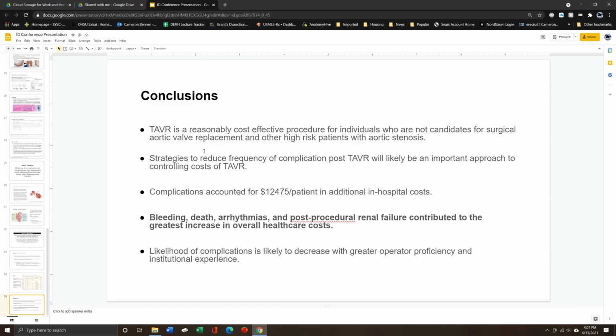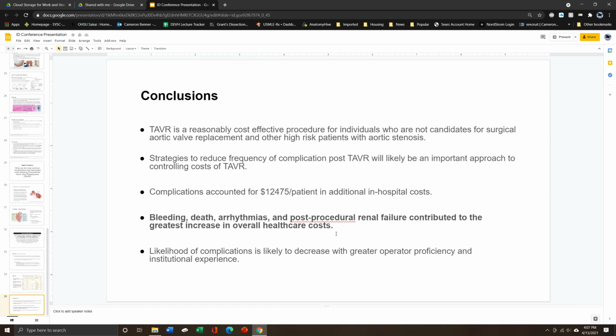So overall, his conclusions are TAVR is a reasonably cost-effective procedure for individuals who are not candidates for surgical aortic valve replacement and for other high-risk patients that have aortic stenosis. So any strategy that's going to be able to reduce the frequency of complication post-TAVR is likely to be an important approach for overall controlling of costs, with the complications accounting for $12,475 per patient in additional hospital costs.